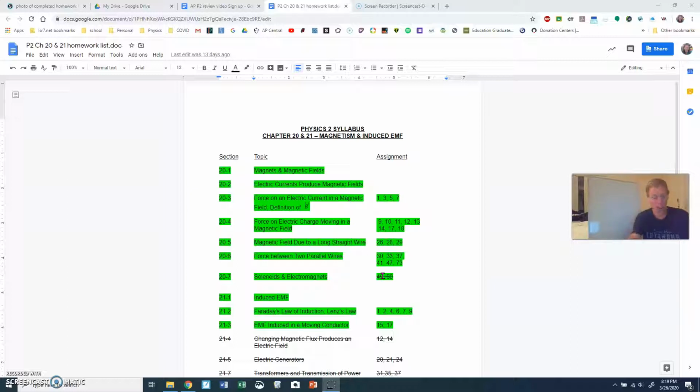The crux of this is an induced EMF. And if you guys remember what an EMF is, right? It's that fancy E, which is just a voltage. It's a potential difference. And I love that I just tried to spell that.